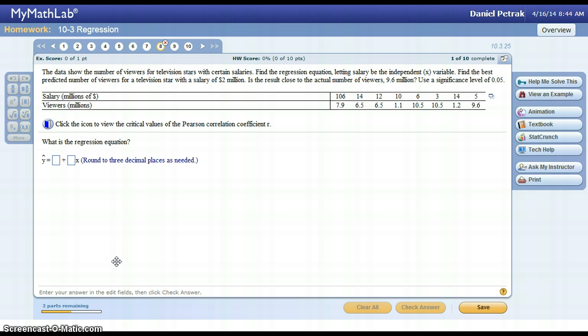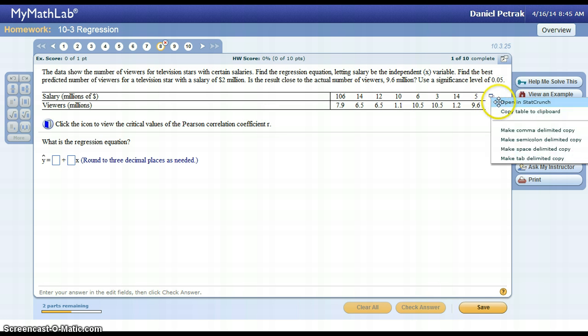So I've just got a homework problem up here. It's got a scatter plot of salaries. I think this is like television stars, how much they make and how many viewers they get in millions. And we're trying to see if there's an association here between those two things. So the first thing I'm going to do is go ahead and open this in StatCrunch.